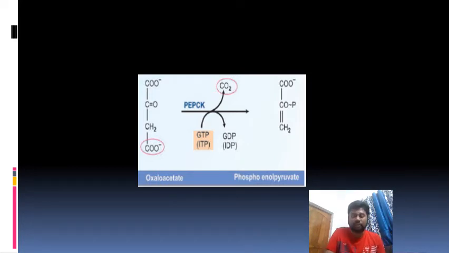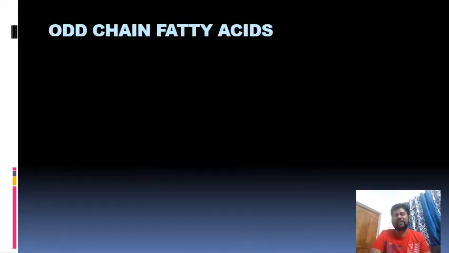Next, the third source, odd chain fatty acids. Even chain fatty acids, during their catabolism or oxidation, will produce 2-carbon acetyl-CoA molecules. This acetyl-CoA cannot be converted back to pyruvate or any other glycolytic intermediate, because the pyruvate dehydrogenase complex reaction is strictly irreversible. And the other thing is, if it goes into the TCA cycle, it will be completely oxidized there before it reaches oxaloacetate. Because of these two reasons, even chain fatty acids cannot be utilized for gluconeogenesis.